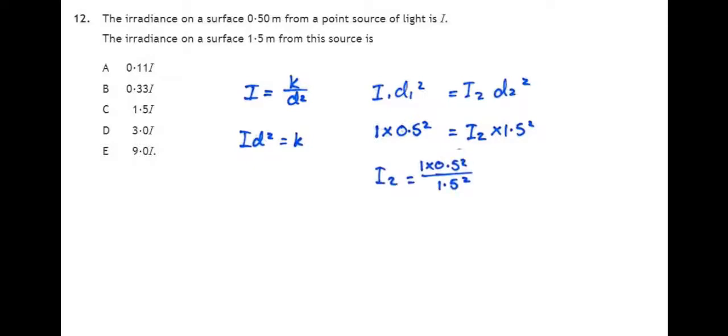Do a little bit of rearranging. I2 is going to be 1 times 0.5 squared divided by 1.5 squared, which gets me 0.11 I's worth, which is answer A.